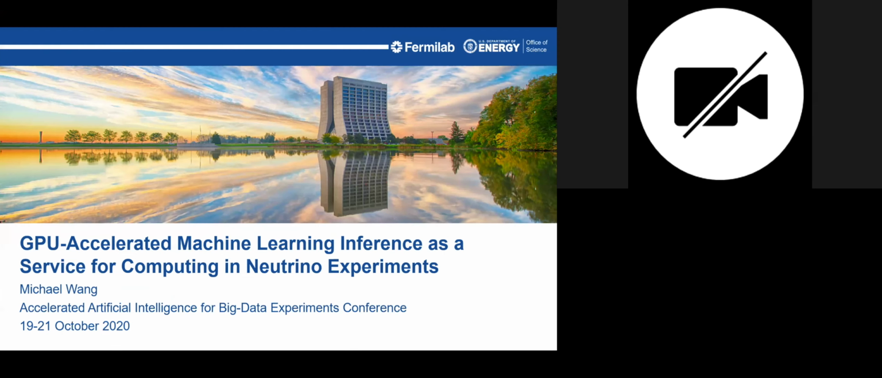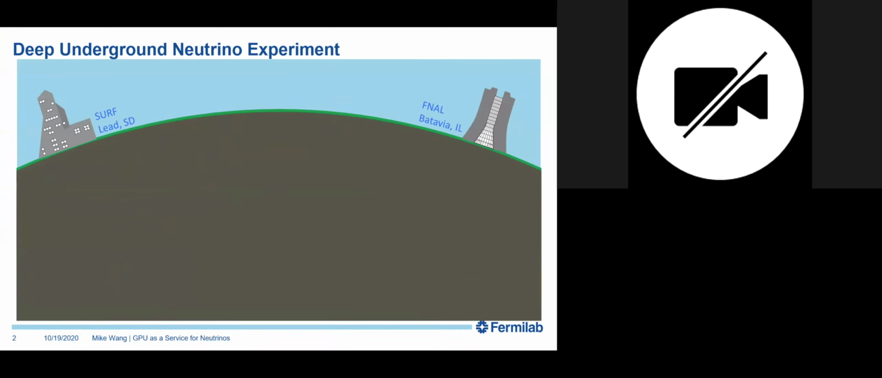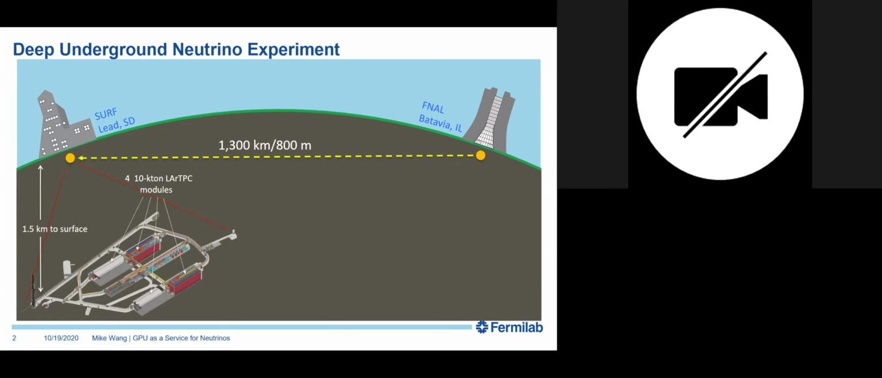So I'll be talking about using the GPU as a service approach to accelerate machine learning inference in neutrino experiments. Future neutrino experiments like DUNE will pose a series of big data challenges for neutrino computing. Just to give you an idea of what DUNE does, it will investigate neutrino oscillations by sending a beam of neutrinos from Fermilab to South Dakota, where the neutrinos will be detected by 4 10-kiloton liquid argon TPC detectors 1.5 kilometers underneath the surface of the Earth.